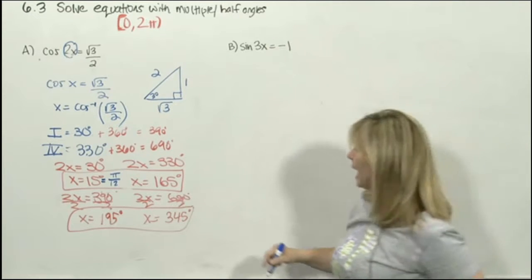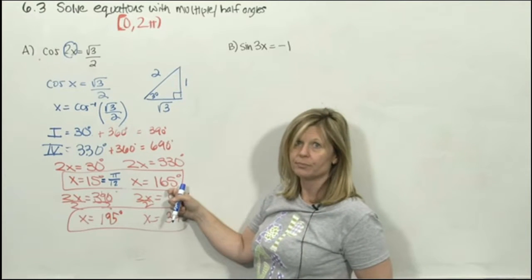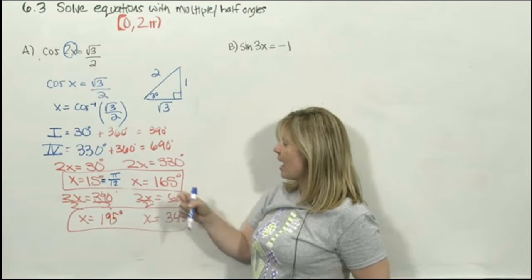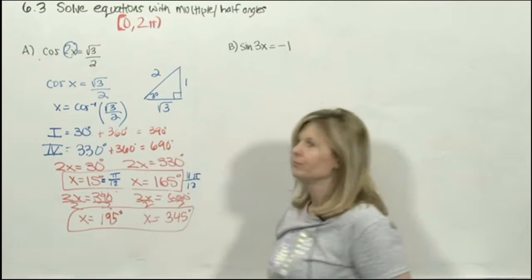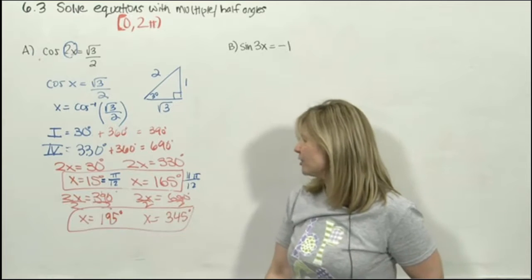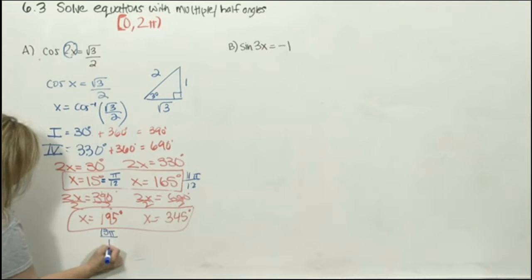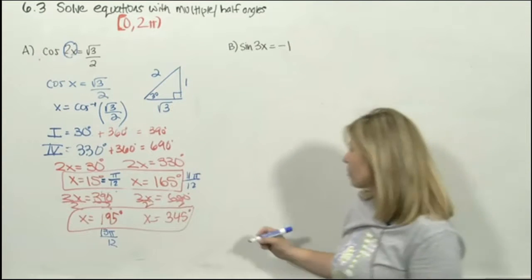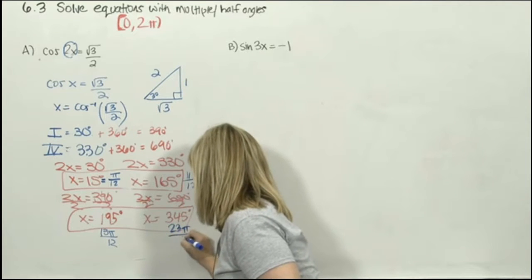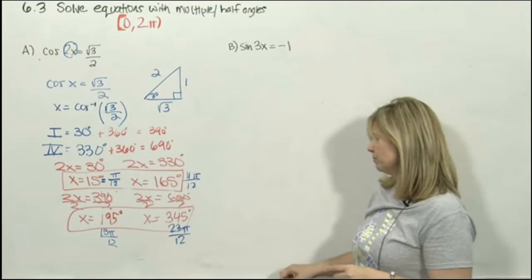Everybody's good with that? Now, I don't need to do anything else but think about how many 15s are in each one of these numbers. If I take 165 and divide it by 15, I will get 11. So this is 11 pi over 12. If I take 195 degrees and divide it by 15, I would get 13. This is 13 pi over 12. If I took 345 degrees and divided it by 15, I would get 23. So this is 23 pi over 12. And there's my 4 angles in radian measure.